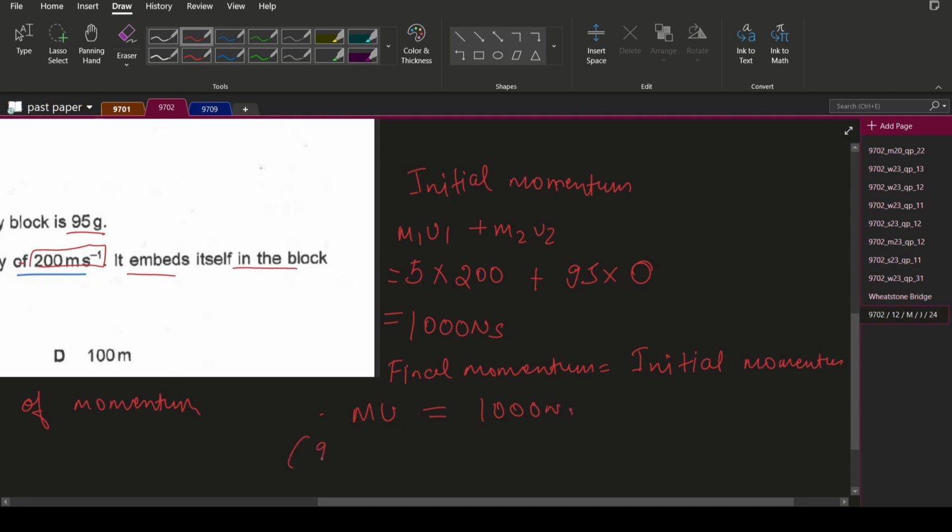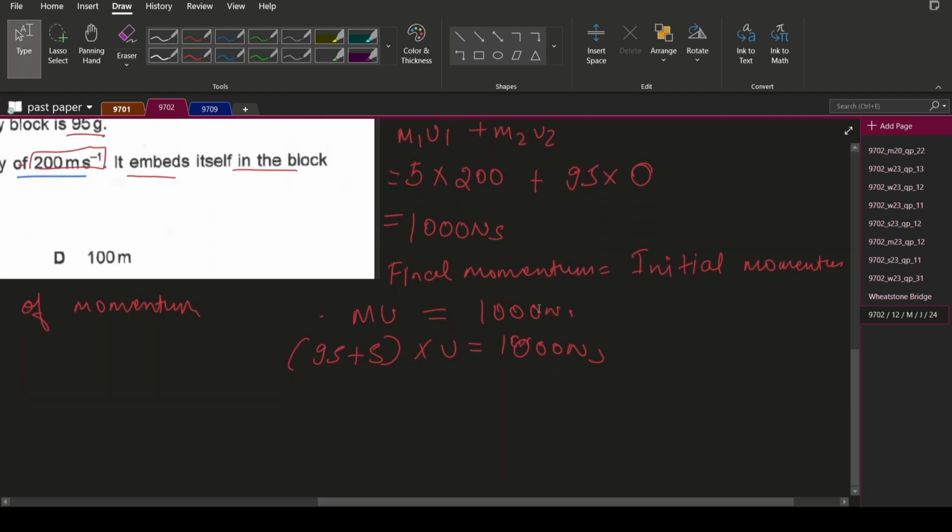The total mass is going to be 95 plus 5, as they are now together, times u. u is what we have to find right now. So 1000 Newton seconds, so u is equal to 1000 by 100. That's going to be 10 meters per second. So what we have is the velocity after collision equal to 10 meters per second.